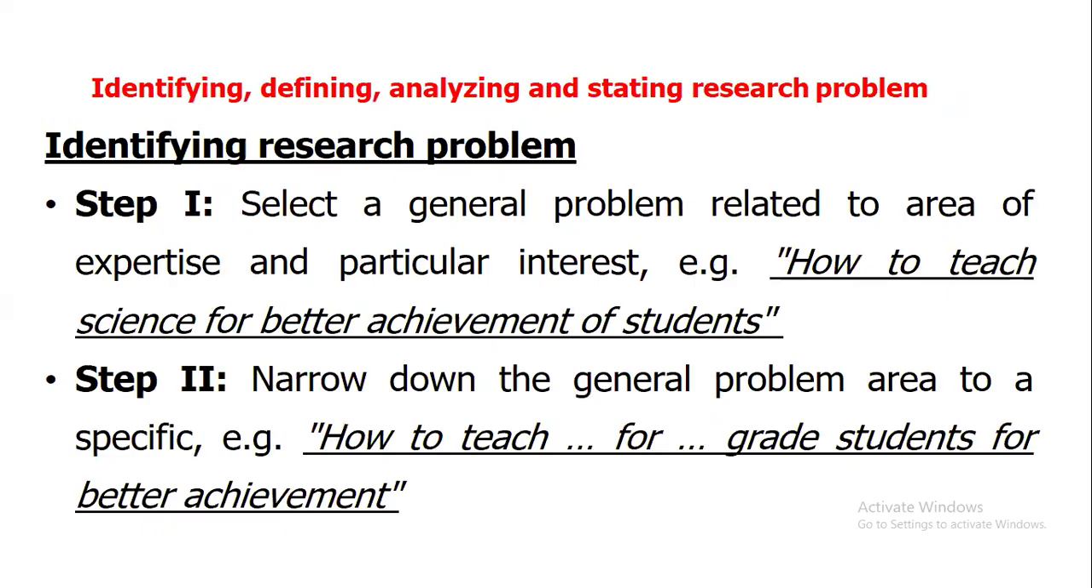Identifying, defining, analyzing, and studying the research problem. Identifying the research problem. Step 1: select a general problem related to your area of expertise and particular interest. For example, how to teach science for better achievement of students. Step 2: narrow down the general problem area to a specific one, for example, how to teach science to grade 12 students for better achievement, or to bachelor level students for better achievement.